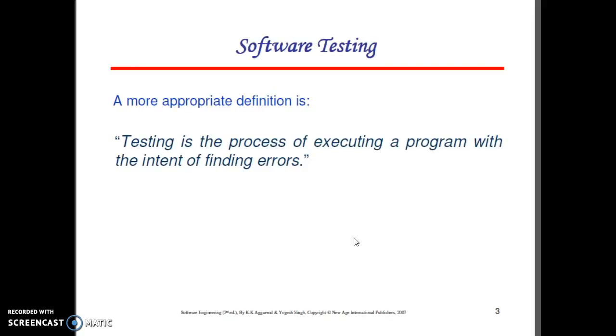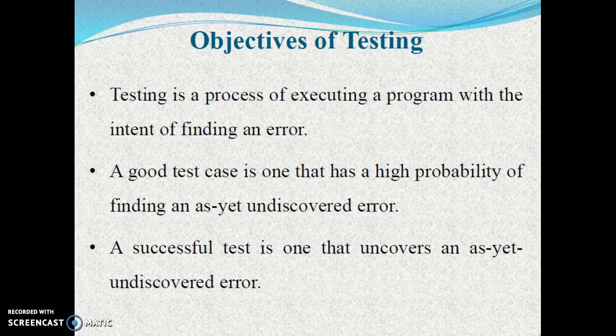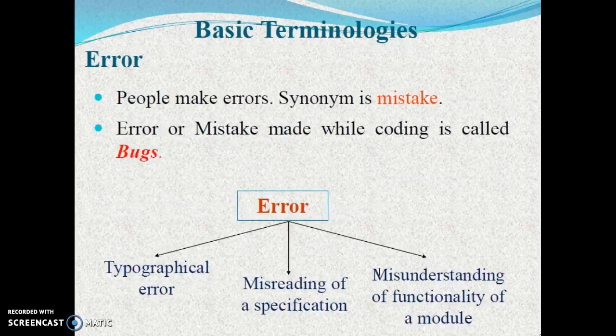So a more appropriate definition is that testing is the process of executing a program with the intent of finding errors. A good test case is one that has a high probability of finding an as yet undiscovered error. That means we may have some undiscovered errors in a software, and we have to find all of these types of defects through a good test case. Next, a successful test is one that uncovers an as yet undiscovered error. That means we have to develop test cases as per the process that may uncover the defects that have not been visible to us.